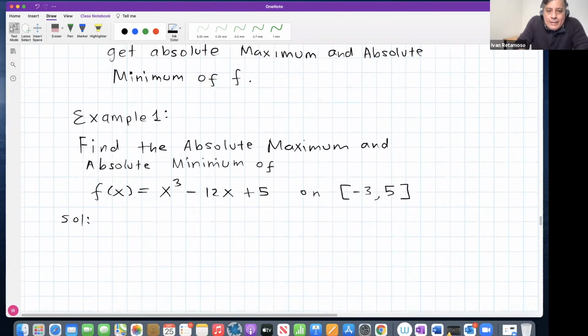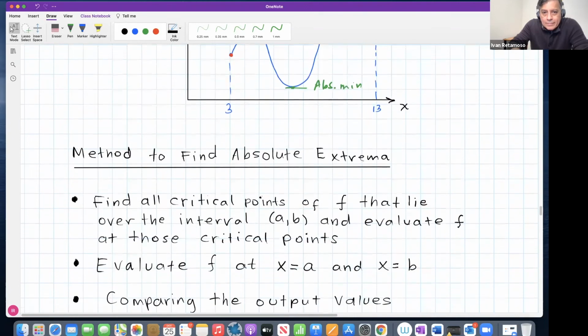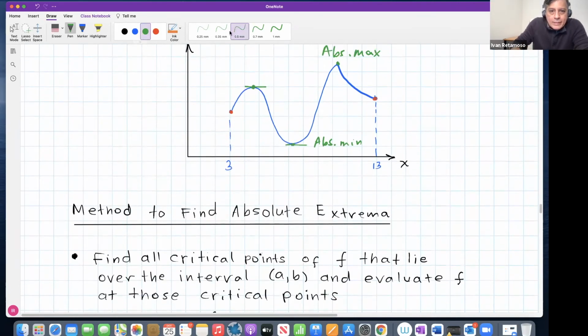Example 1 says, find the absolute maximum and the absolute minimum of this cubic function x cubed minus 12x plus 5 over this closed interval, minus 3, 5. So let's see how this works, right? Here, let's just write derivative 0, and here derivative undefined, does not exist.